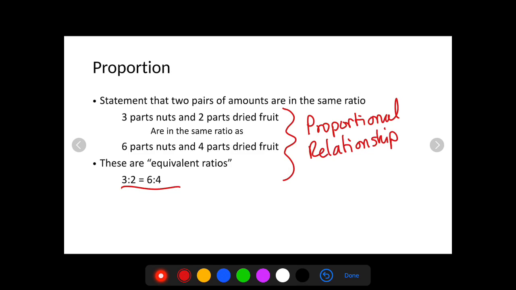If I were to change my recipe, and instead of 3 parts nuts and 2 parts dried fruit make it 1 part nuts and 2 parts dried fruit, it would look different and taste different from the original recipe, and it would not be a proportional relationship.